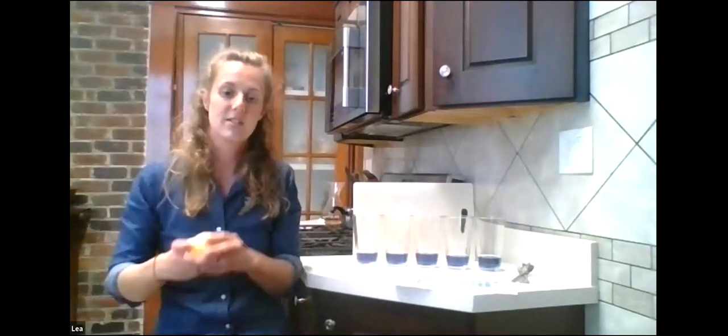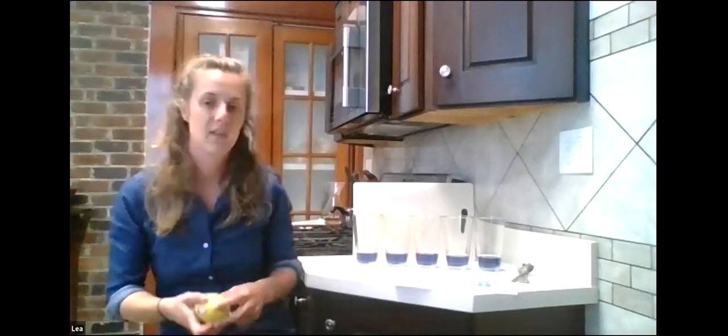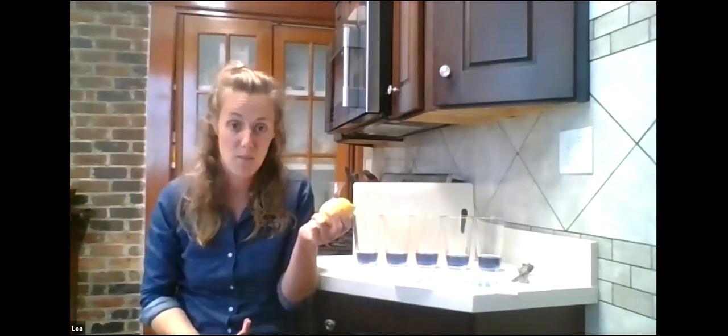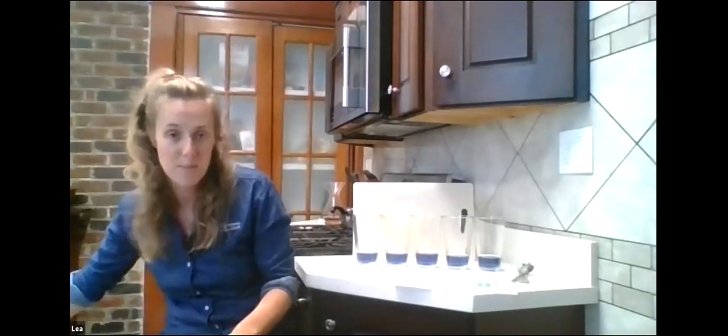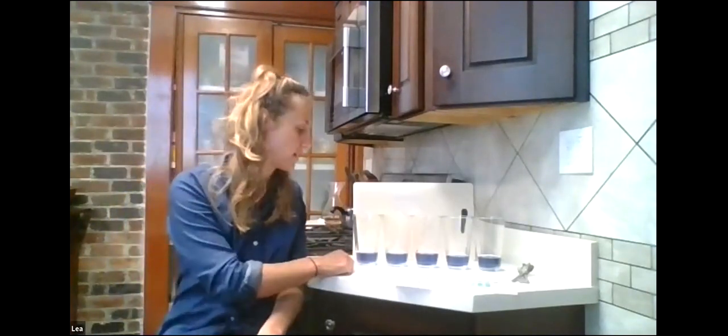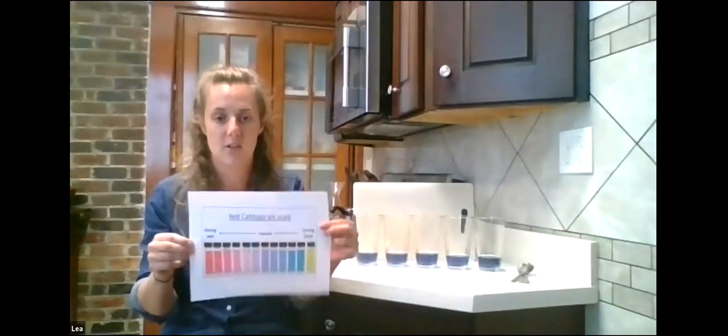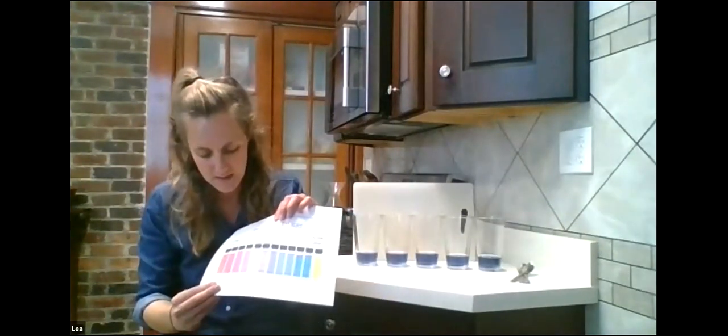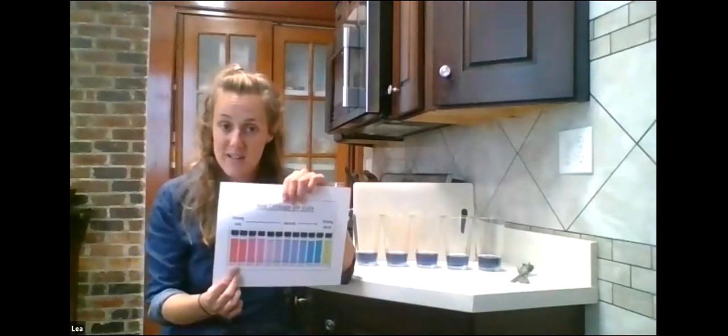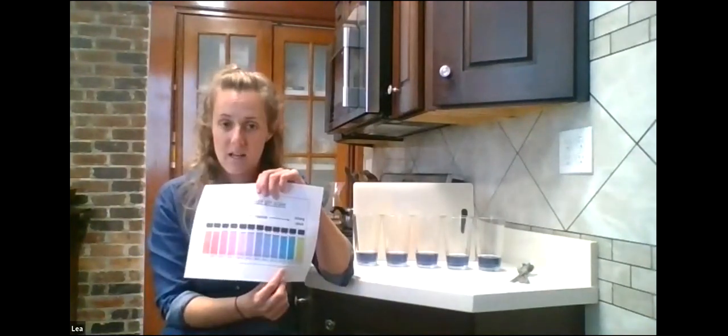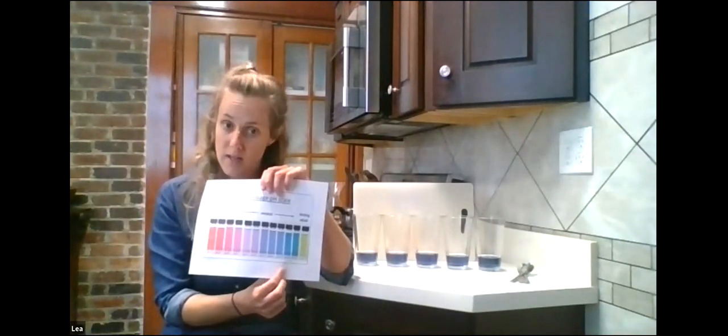Okay, so let's start with our lemon. Based off of what you know about lemons, before I pour this in, I want you to make a hypothesis or a prediction of what color you think this is going to change. Looking at our scale, do we think lemons are going to be more pink? Are they super acidic? Or are they basic? Are they going to turn more blue and green? Okay, let's find out.